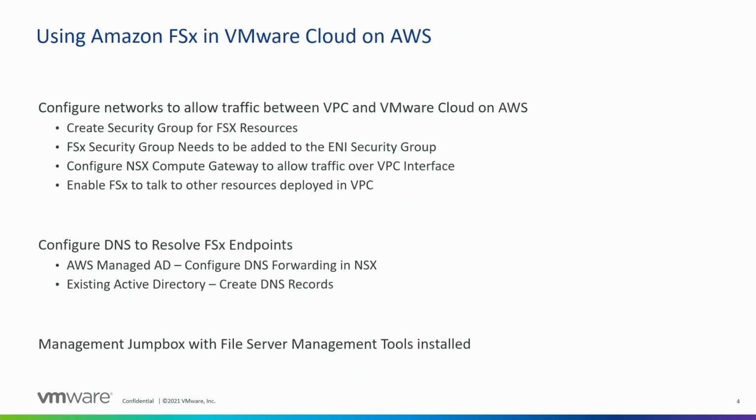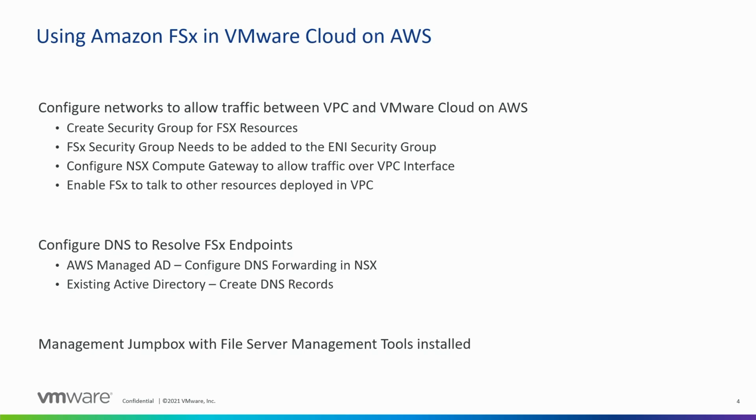Now, as part of that deployment, there are a few things we would need to do. First, we need to configure our networks to allow traffic between our VPC and our VMware Cloud on AWS SDDC. Now, when we deploy resources in the cloud, by default there is typically a security group around it that limits which resources or which IP ranges can access it. This is the case for both connecting to the FSx service from our SDDC, as well as allowing FSx traffic to flow back into the SDDC.